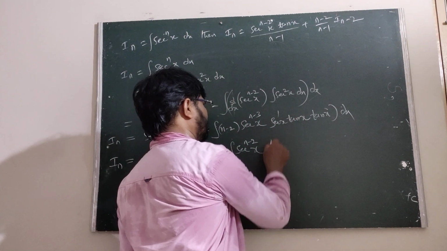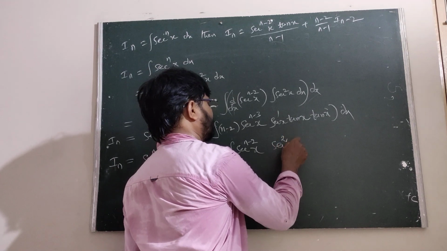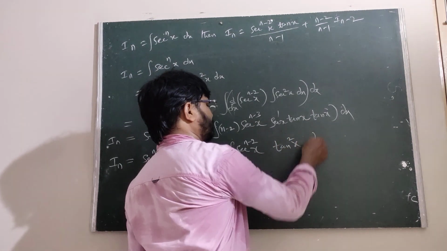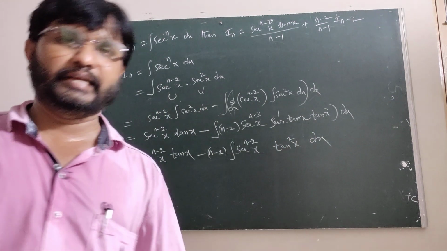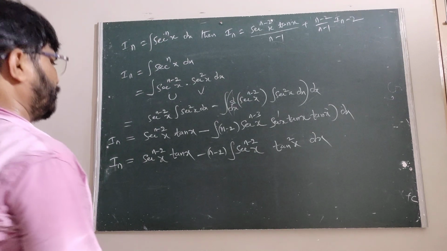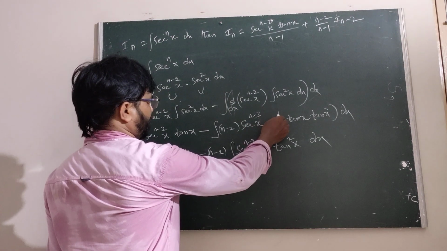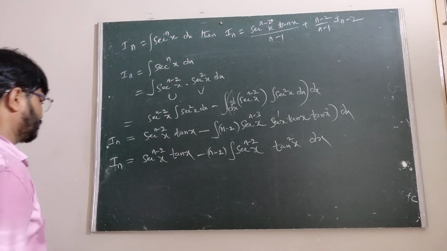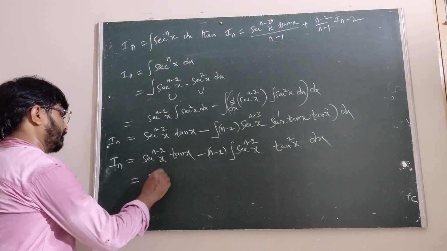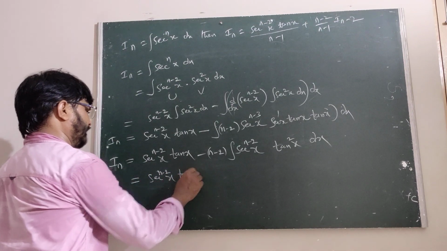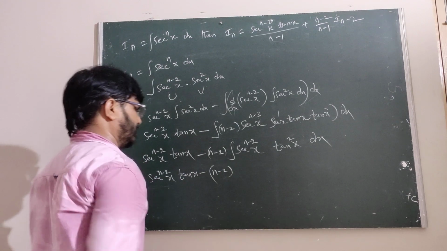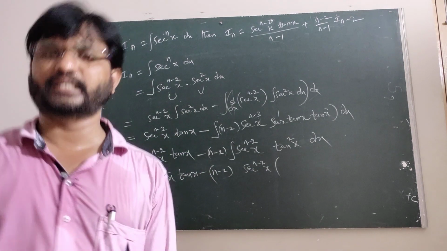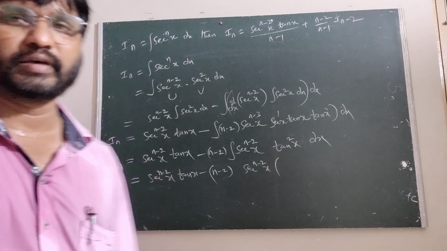Tan into tan is the tan square x dx. Is it clear? The next step is secant power n minus 2 x into tan x minus (n minus 2) secant power n minus 2 x. Secant square x minus tan square x is 1.